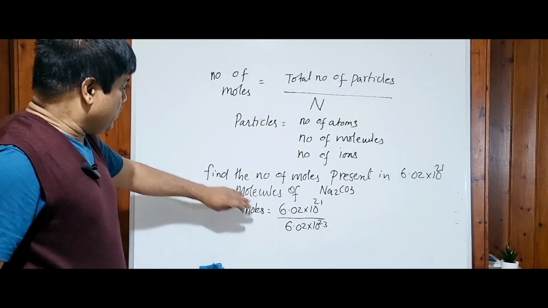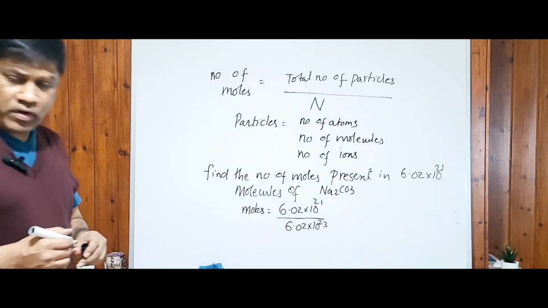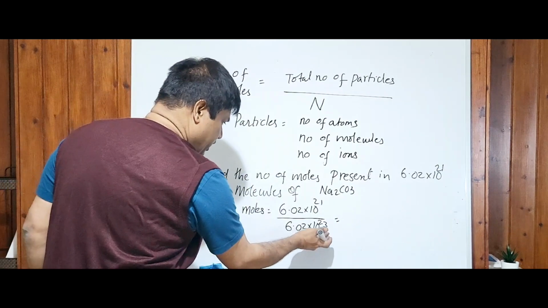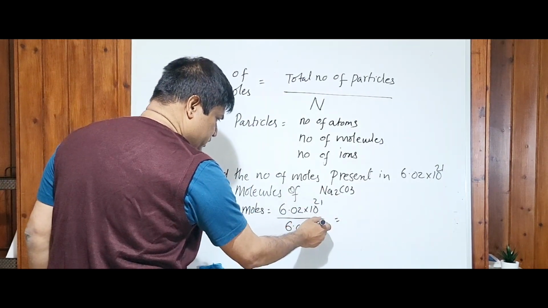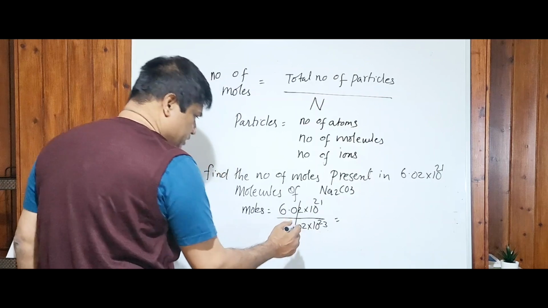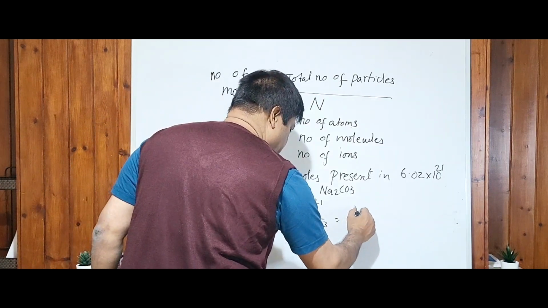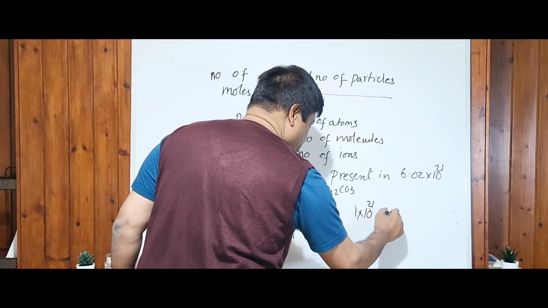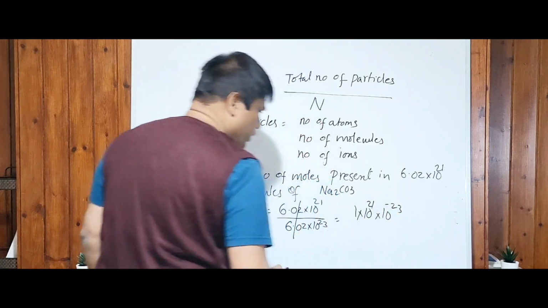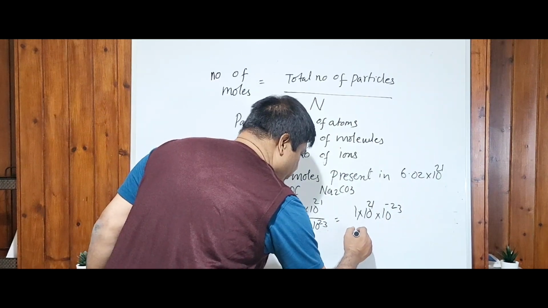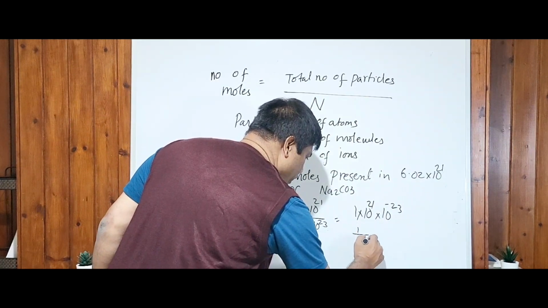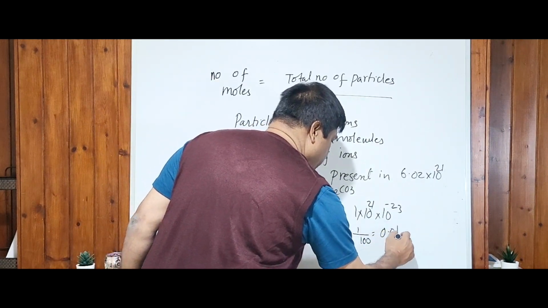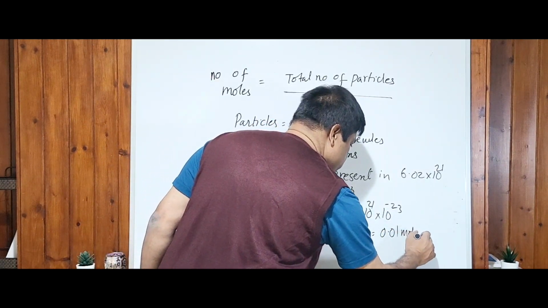If you take that one, all the positive signs become negative, so this gets cancelled. So 1 into 10 to the power of 21 into 10 to the power of minus 23. 21, 23. So 1 divided by 100, which is nothing but 0.01 moles.